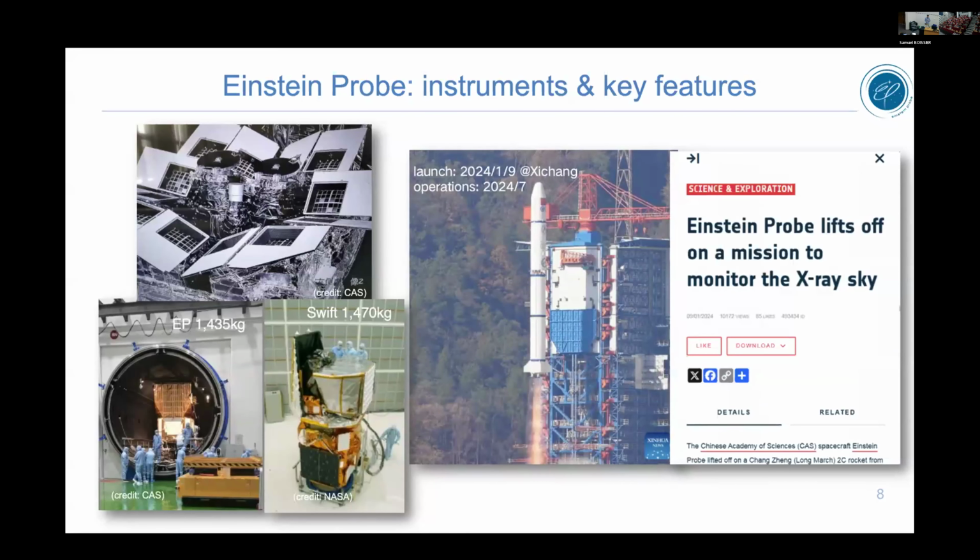And EP was launched on 2024, January 9th. The formal science operation began that July, which is exactly 2 years ago. From these 2 images, we can see that EP and Swift have comparable weight.